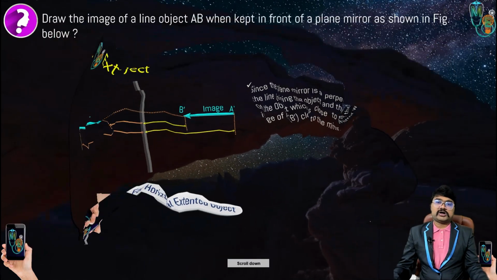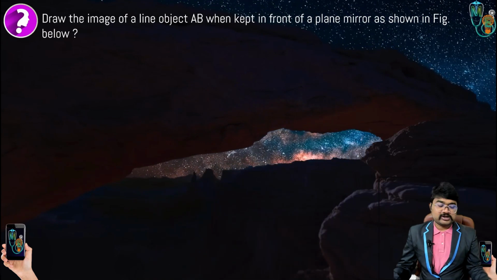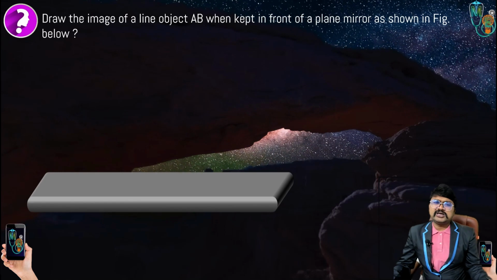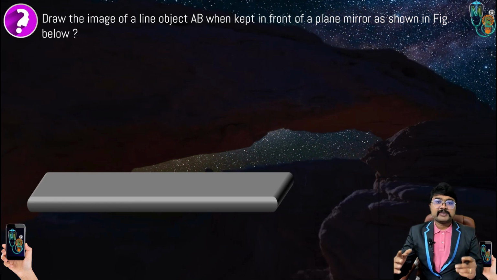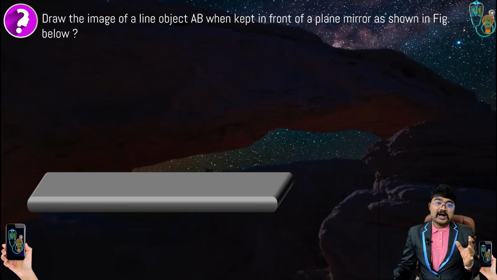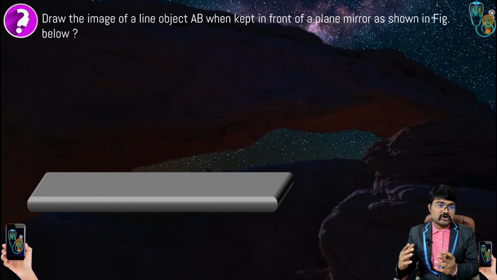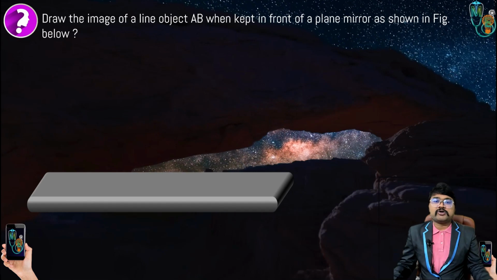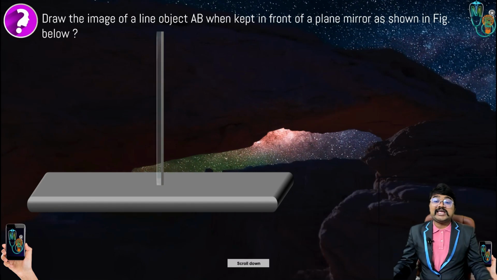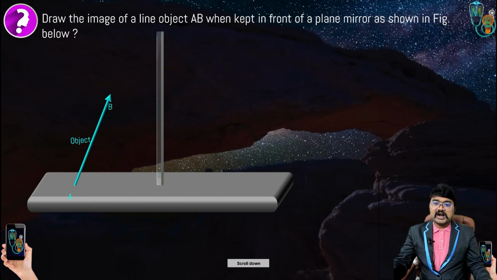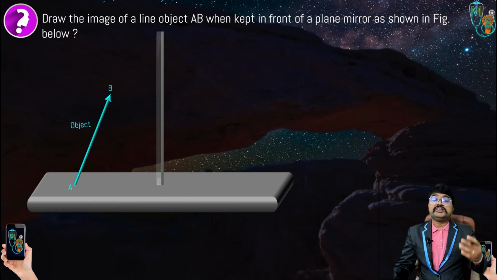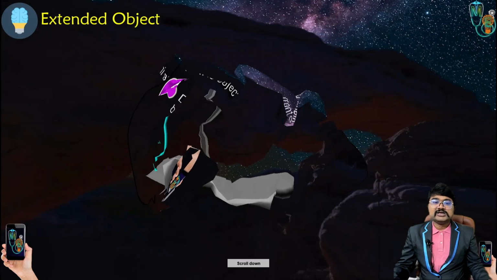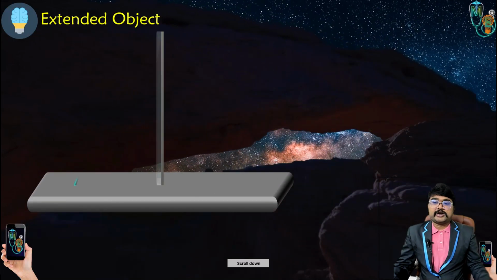Now we can have a look at the problem based on image formation of the extended object. We discussed vertical extended object and horizontal extended object. Now I want to discuss inclined extended object. Object is inclined like this, A and B. So what kind of image will be formed? Same procedure will be followed. See here, it is an inclined extended object.